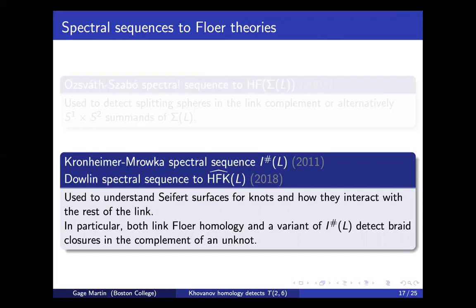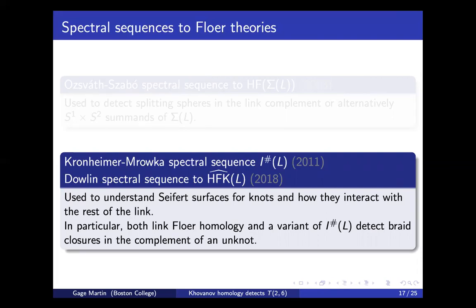So this would be how you could detect the unknot, is by knowing that you have a Seifert surface that's a disk. And then also you can use these theories to understand how those Seifert surfaces interact with the rest of your link if you have more than one component of your link. So in particular, both link Floer homology and some variant of I sharp can detect braid closures in the complement of an unknot. And this is something that we would use to show that Khovanov homology detects T(2,6).